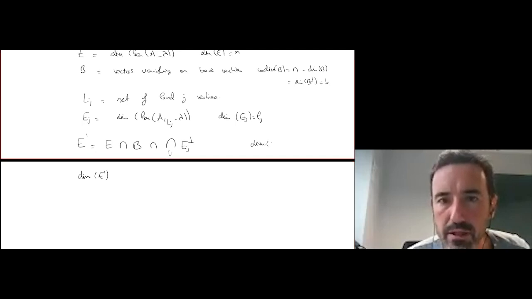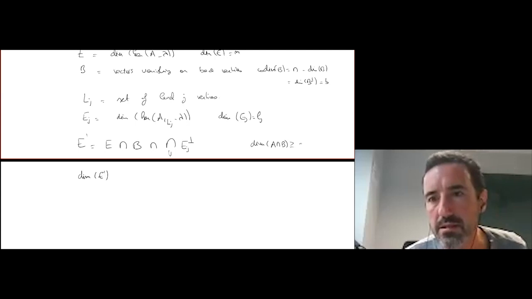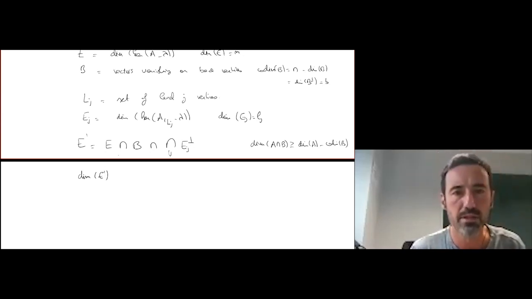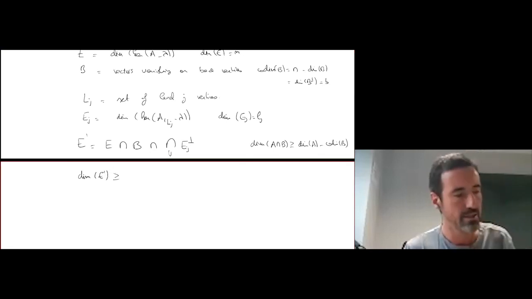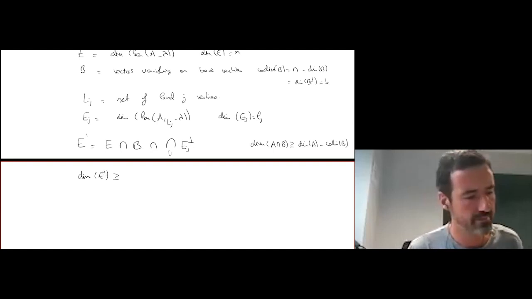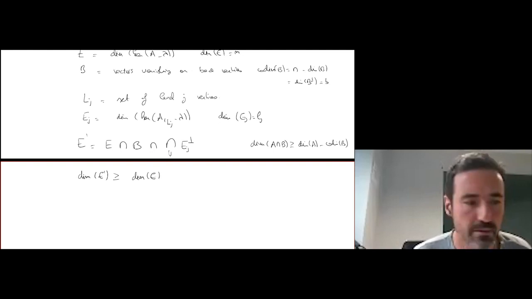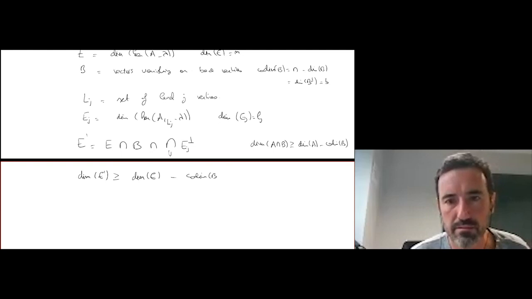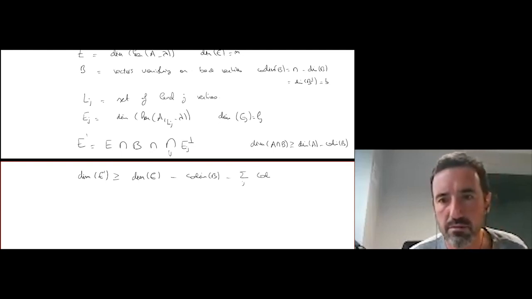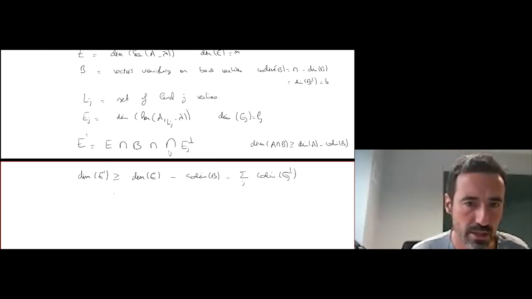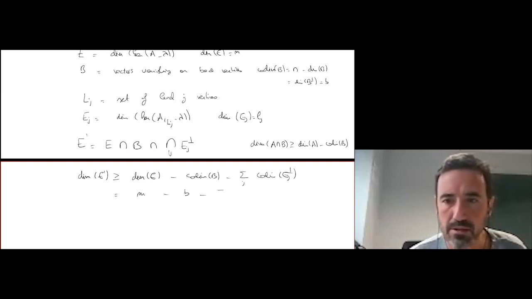I should recall the codimension formula, which says that if you have a vector space V and subspaces A and B, the dimension of the intersection of A and B is at least the dimension of A minus the codimension of B. If you apply this formula multiple times, you find that the dimension of E prime is at least the dimension of E minus the codimension of B minus the sum over j of the codimension of Ej orthogonal. The dimension of E is m, the codimension of B is b, and the codimension of the orthogonal is simply the dimension of Ej, which is Lj.